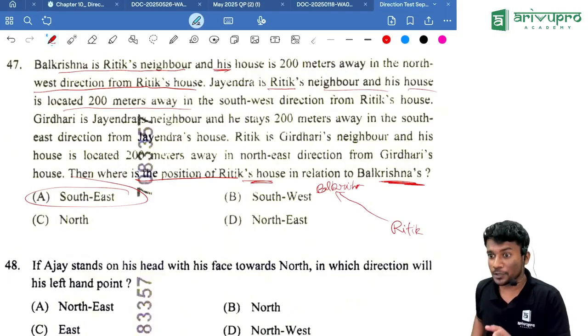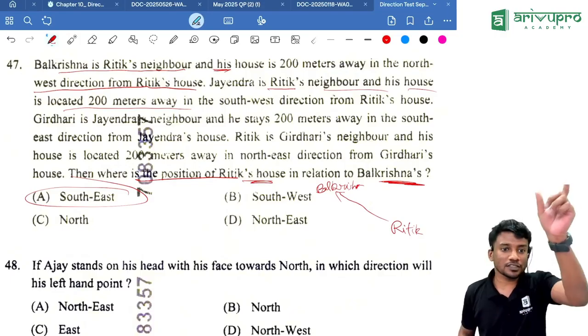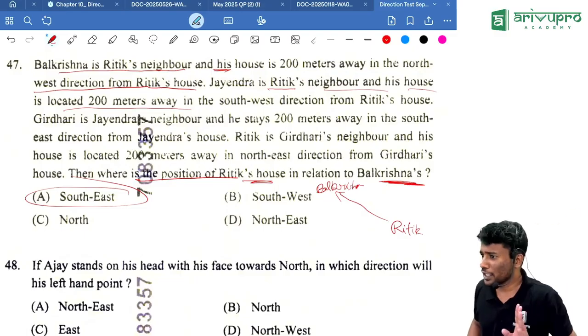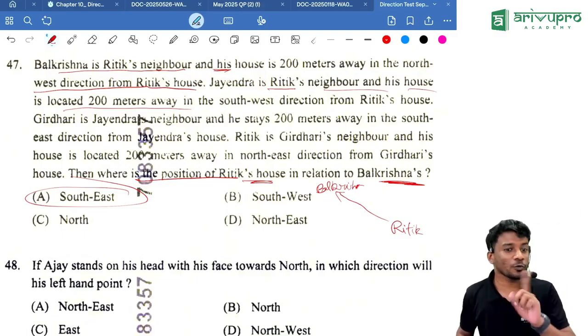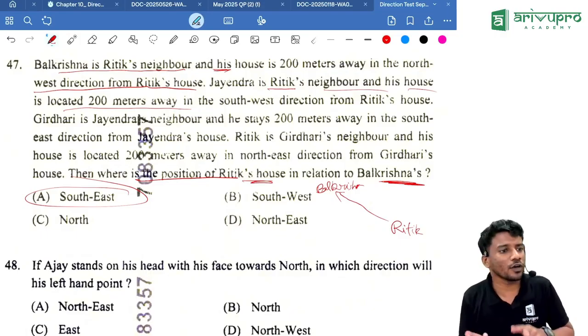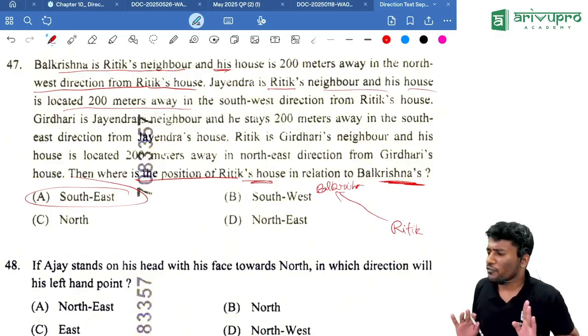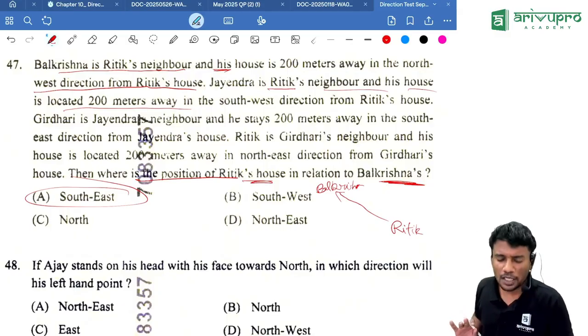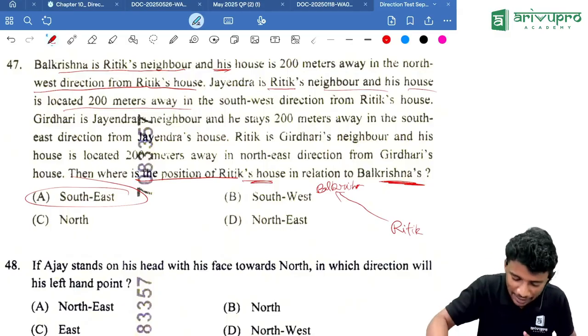It was a wrong question, but you will not get any grace mark because of that. In the May attempt also, there was a question like that. In the first 2 lines itself, the answer was there. But since it was a wrong question, you won't get the grace mark. You will get the answer if you are just looking at the first line itself. So the answer is southeast, option A.